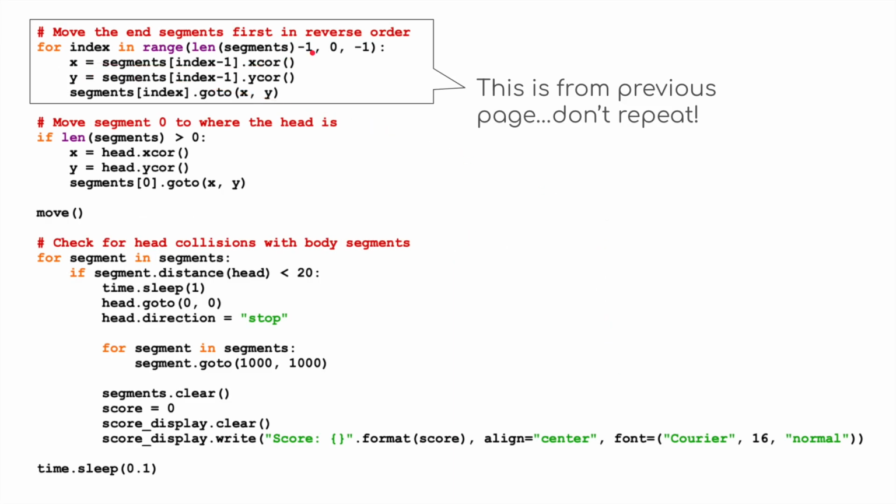That's just from the previous slide. We're going to move segment 0 to where the head is. If the length of the segments is greater than 0, then we've got to add a segment to the next position. Check the head for colliding with body segments. You see, this is another problem. While we're moving the snake around, if I move too fast and it touches the tail, then it's going to stop again. The snake can't eat itself, basically. We don't want the snake running into itself, and I'll show you that back in Python.